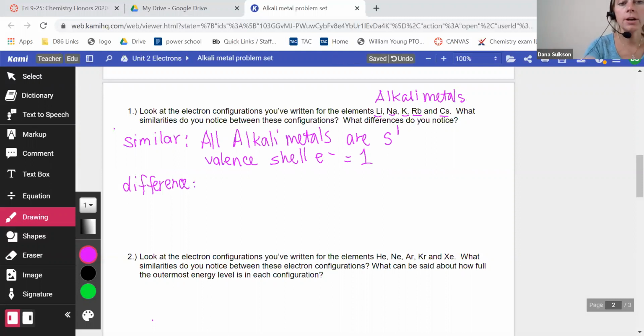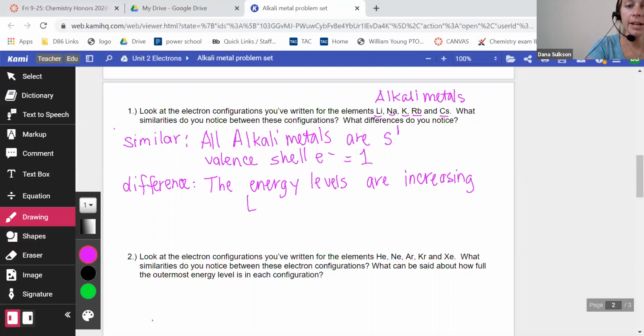The differences are that as we go down, here I'm going to refer to the periodic table, as we go down, your energy levels are increasing. Okay, that's when we discuss the numbers. Okay, they go 1, 2, 3, 4, 5, 6, 7. So a difference between all of them is, although they share 1 electron in this valence shell, the energy levels are increasing.